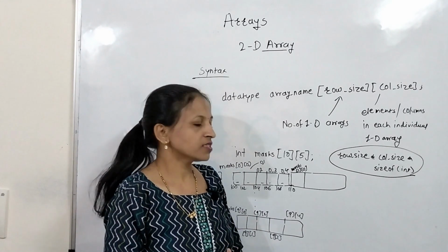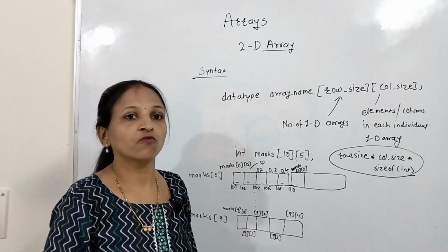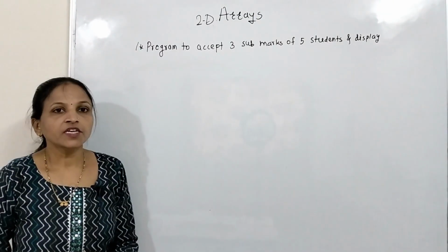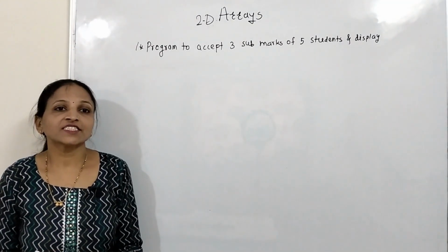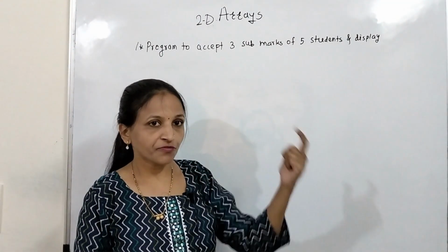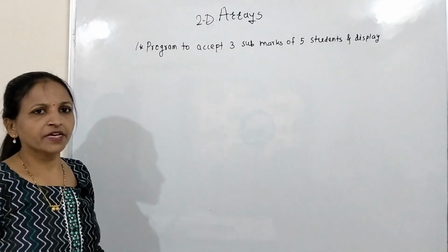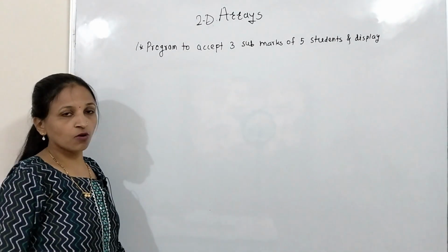Now using this concept I am going to explain here one program. Now see here the question is like this: we have to accept 3 subject marks of 5 different students, and we have to display it. This is just the question only, then how to solve it.